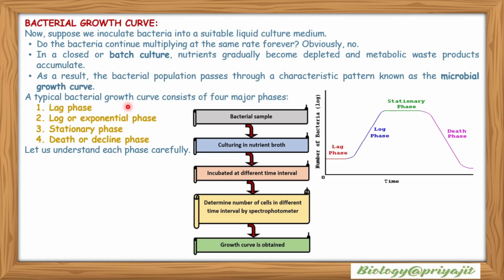A typical bacterial growth curve consists of four major phases. The first one is the lag phase, then the log phase or exponential phase, then the stationary phase, then the death or decline phase. Let us understand each phase carefully. Firstly, we take the bacterial sample, then we culture it in nutrient broth, then incubate it and determine the number of cells at different time intervals by spectrophotometer, and then the growth curve is obtained.